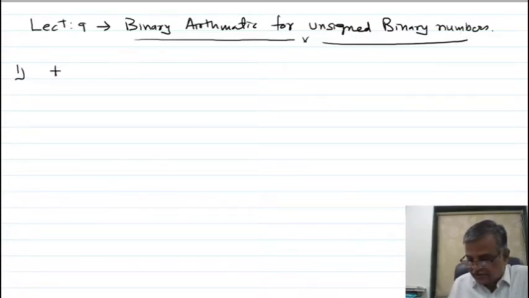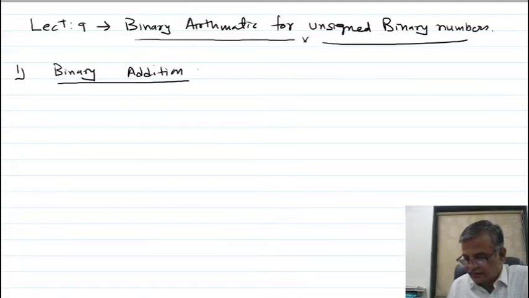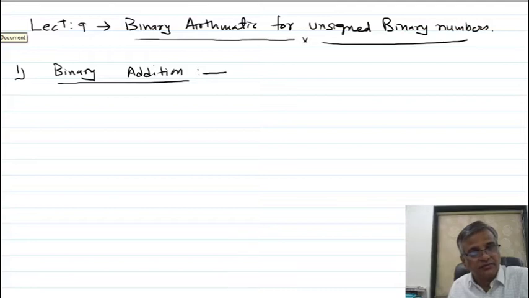First I am discussing binary addition. The laws of binary addition are similar to the decimal number system. Means the addition of binary numbers is similar to the addition of two decimal numbers. The addition of one-bit binary numbers, I am showing you like this.